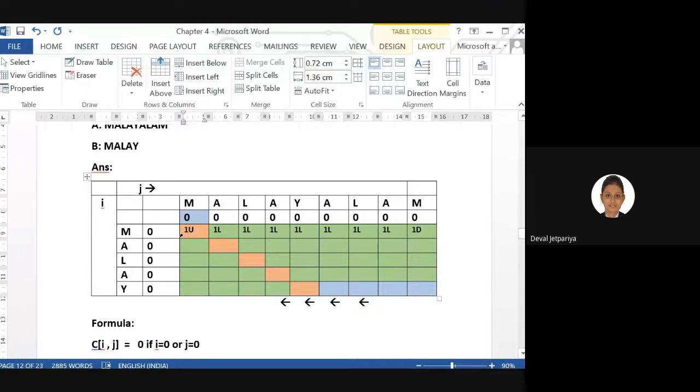Very simple logic. Whenever there is a matching, you need to add diagonal value plus 1, and in that case you need to write D. Whenever there is no matching, you need to see exactly its left hand side value and its above value. Between both values, whichever is maximum, you need to write that and write the reference of that value. But which position are you not getting? Now tell me that.